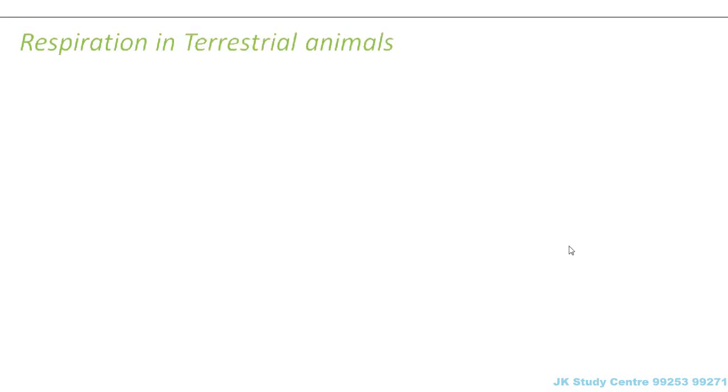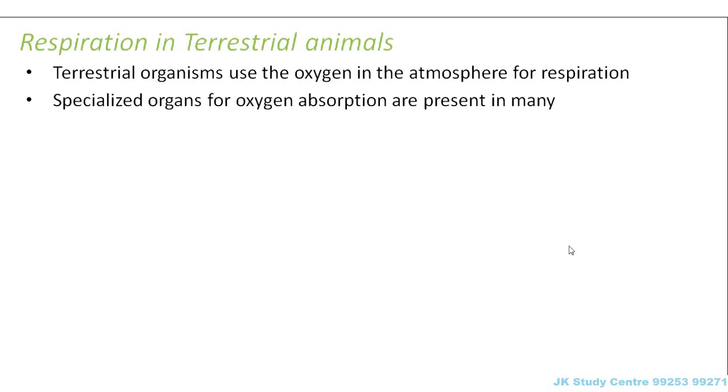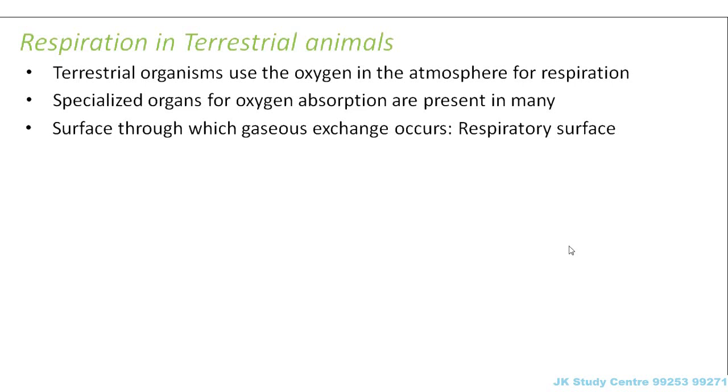Let us now look at the respiration in terrestrial animals. Terrestrial animals use the oxygen in the atmosphere for respiration. Specialized organs for oxygen absorption are present in many. For example, in human beings we have lungs. Similarly, different organisms have different types of body structures and they have specialized organs for oxygen absorption.